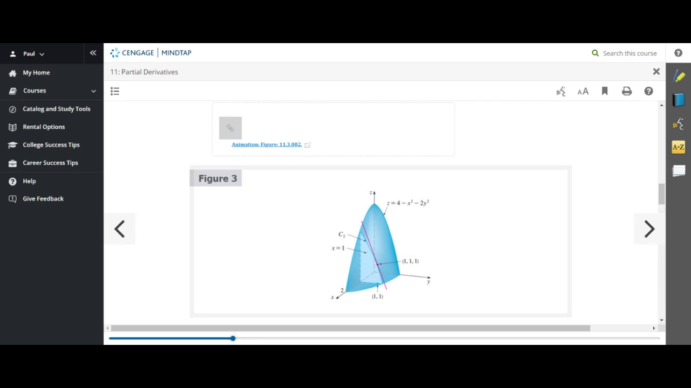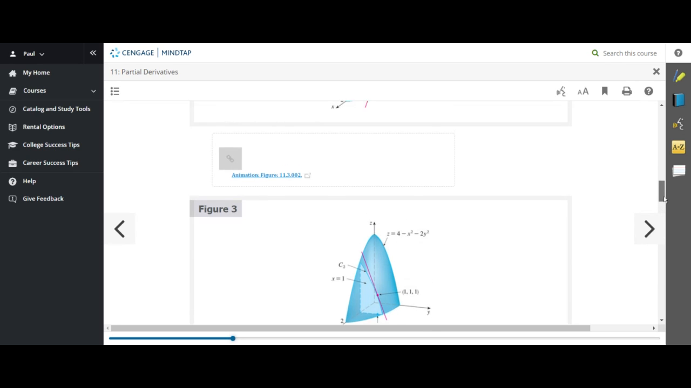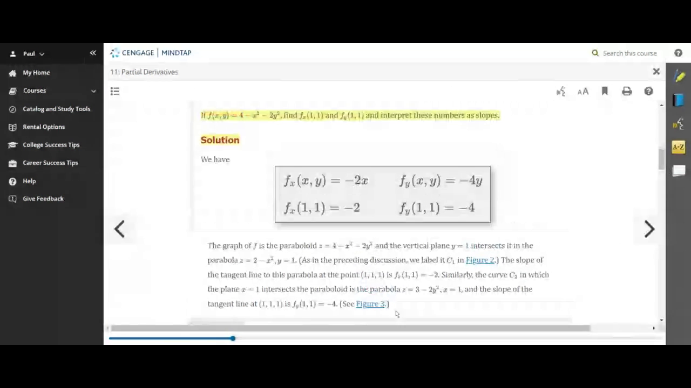You asked about -4. -4 comes from here: the partial derivative of f with respect to y equals -4.